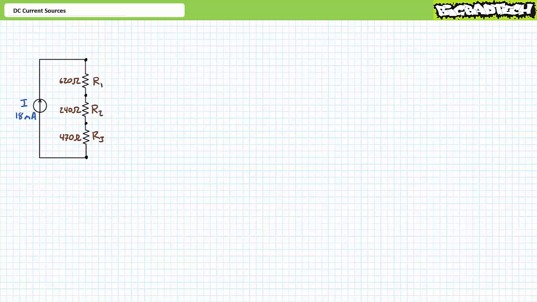Keep in mind, ideal current sources aren't exclusively limited to just pure parallel circuits. They could be included in basic series circuits or more advanced series parallel circuits. Consider this example of an 18 mA current source placed in series with R1, a 620 ohm resistor, R2, a 240 ohm resistor, and R3, a 470 ohm resistor.